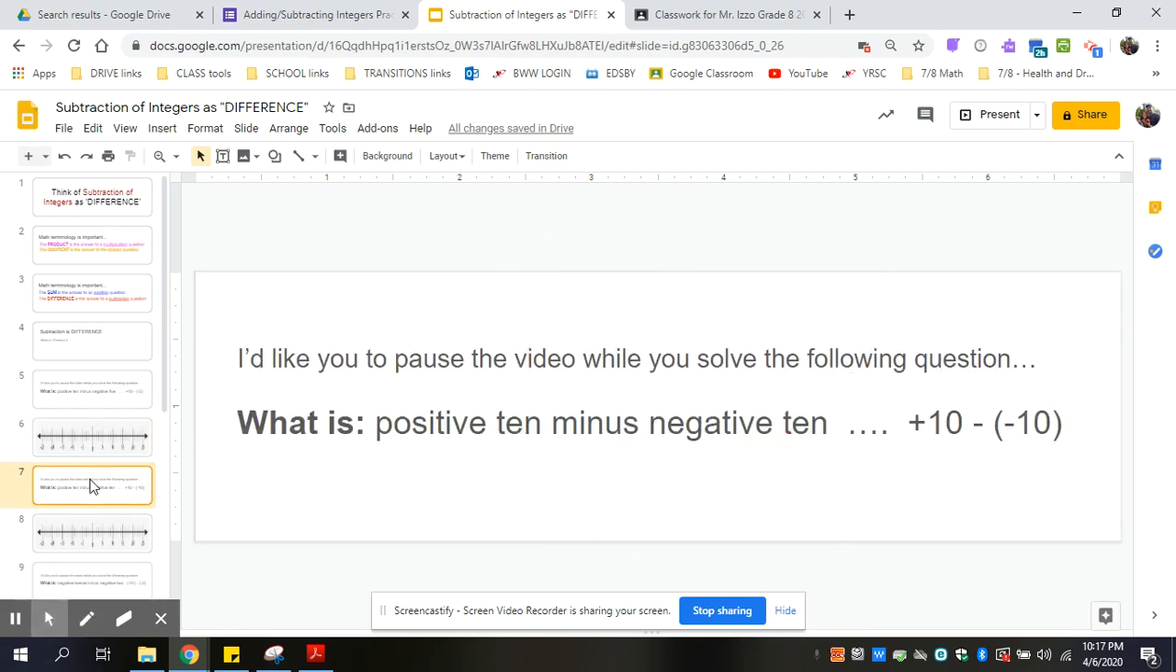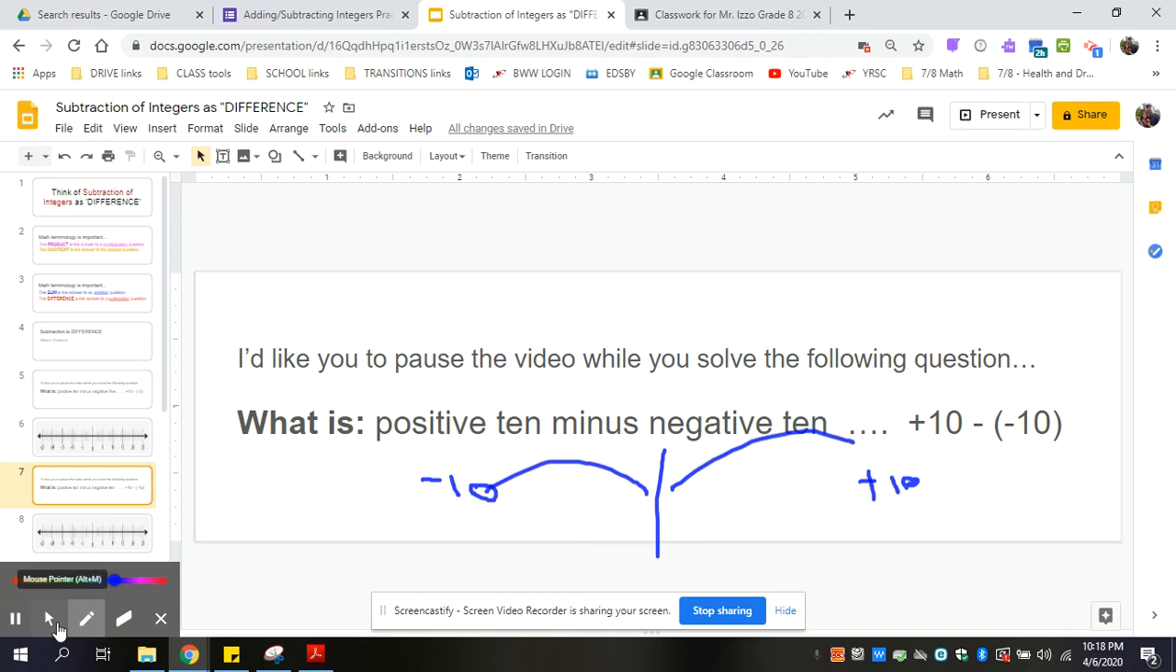Okay, grade 8s, pause the video while you solve this question. Positive 10 minus negative 10. I hope you didn't say 0. What I'm really hoping is that you're seeing in your head right off the bat, negative 10 is all the way down here, positive 10 is all the way up here, and you've got 0 in the middle. And it's going to take me 10 to go there, 10 to go there. So the answer will be positive 20.